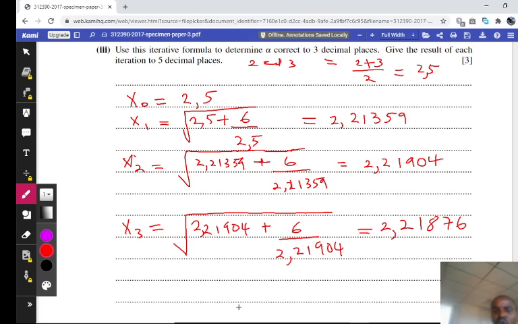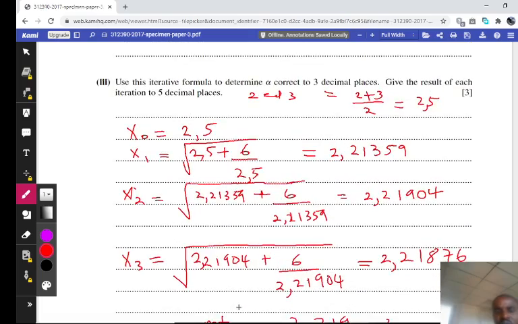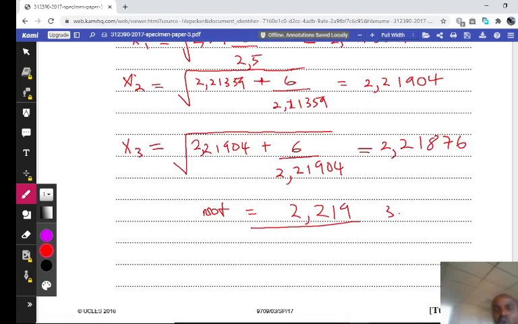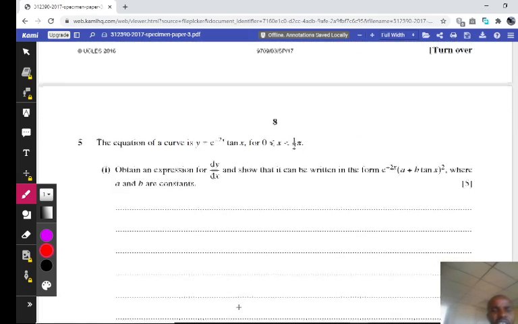So it means our root is supposed to be 2.219, to 3 decimal places. Then we are done with this part. Right, let's move on to the next part.